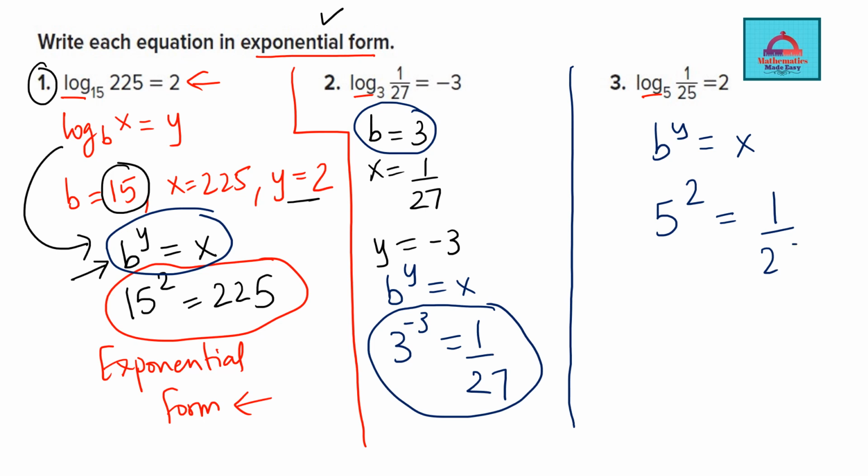25. Now here there is a mistake. It has to be minus 2 because when you raise 5 to the power minus 2, only then you get 1 over 25. Okay, so this is a printing mistake in the question. This log value is equal to minus 2. Just be careful. And then yes, this is your final answer, the exponential form for question 3.